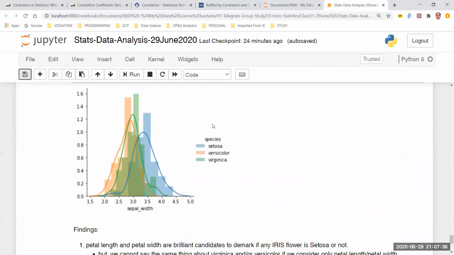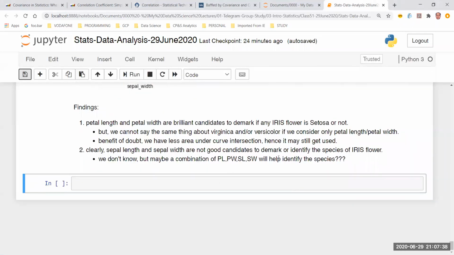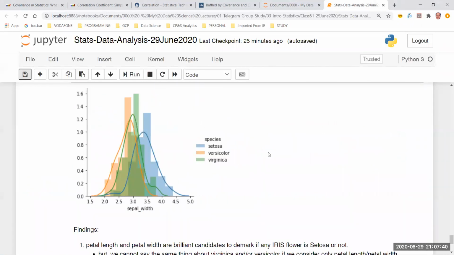So I'm just trying to find out if a combination of these four features or their interrelationships or their relationship with the species of the flower is going to determine the nature of the data, or what the data says about the relationship of these four features with respect to the species. Right? This is what we are going to do.